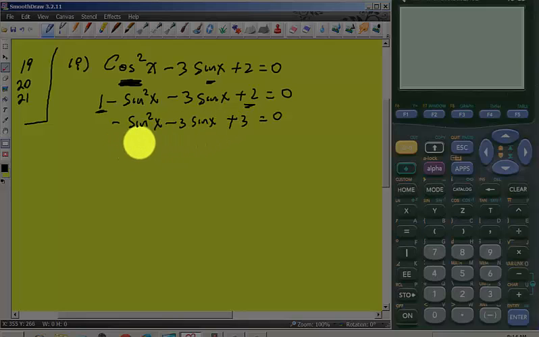Multiply everything by negative 1. Sine squared x plus 3 sine x minus 3 is equal to 0. Okay, I do not have to multiply everything by negative 1. I just like it that way because I like to have a plus on the front. Okay, now when you get here, you try to factor. You're looking for factors of 3 that you can make a 3 out of. We don't have anything like that. So that means we have to use the quadratic formula. A is equal to 1, B is equal to 3, and C is equal to negative 3. So we are solving for sine of x.